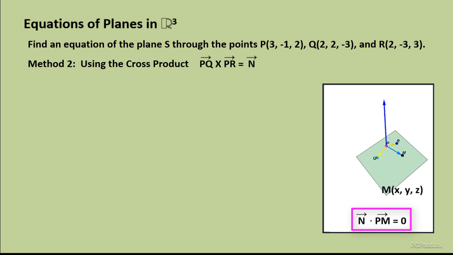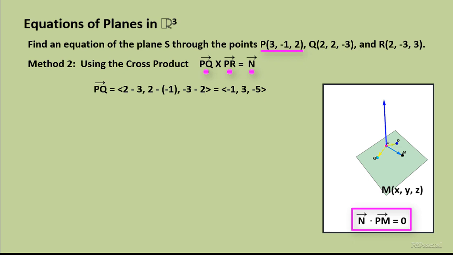We first find the components of the vector n. For this, we need the components of PQ and PR. To find the components of PQ, we simply take the coordinates of Q and subtract the corresponding coordinates of P. So the vector PQ is made up of 2 minus 3 for the first component, 2 minus 1 for the second component, and minus 3 minus 2 for the third component. So PQ is the vector -1, 1, -5.